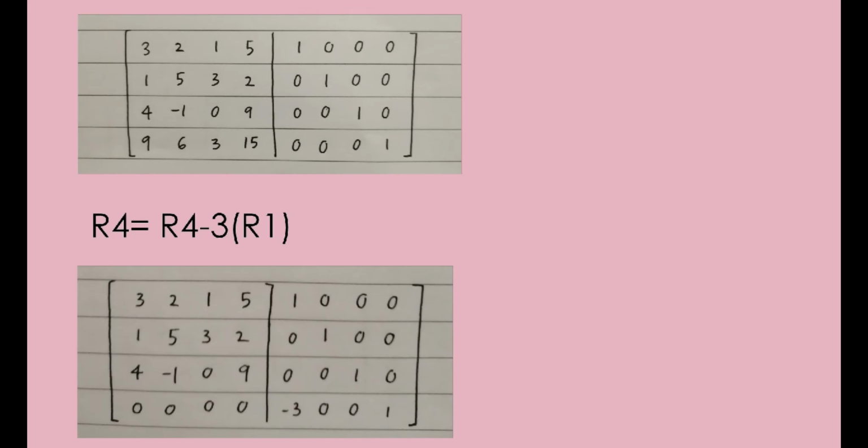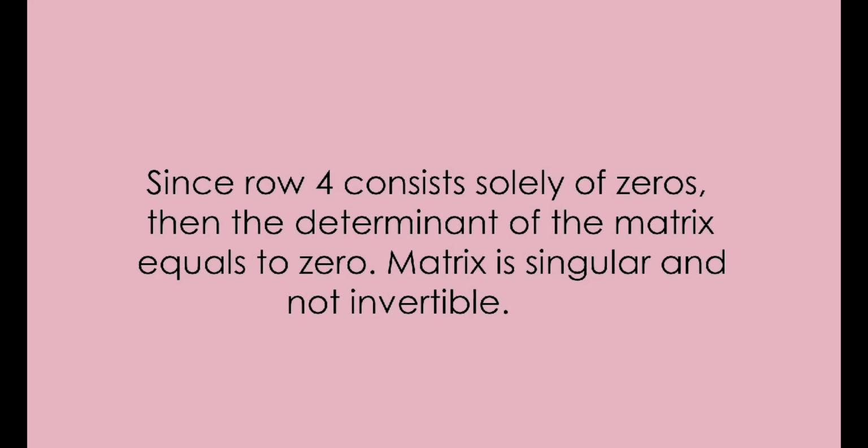For row 4, you have to subtract 3 times row 1 from row 4. Therefore, since row 4 consists solely of zeros, the determinant of the matrix equals 0. The matrix is singular and not invertible.